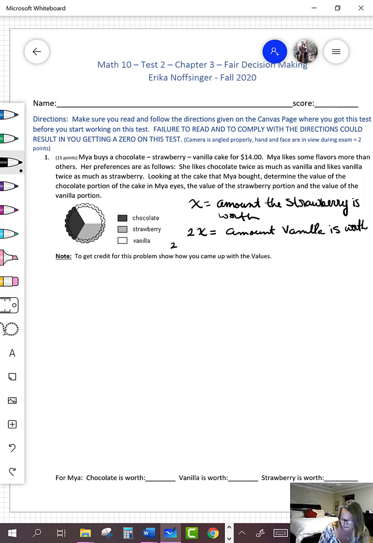And then she likes chocolate twice as much as vanilla. So 2 times 2x, which gives us 4x, is equal to the value of the chocolate portion of the cake. So we are given that the cake was $14 altogether. So the value of the strawberry, which is X, plus the value of the vanilla, which is 2X, plus the value of the chocolate, which is 4X, has to equal $14.